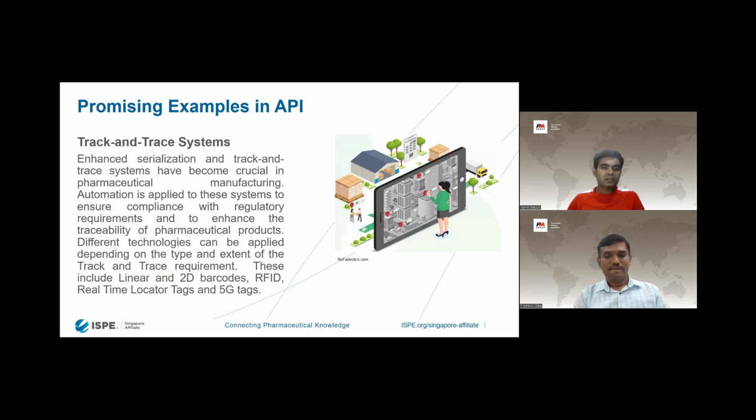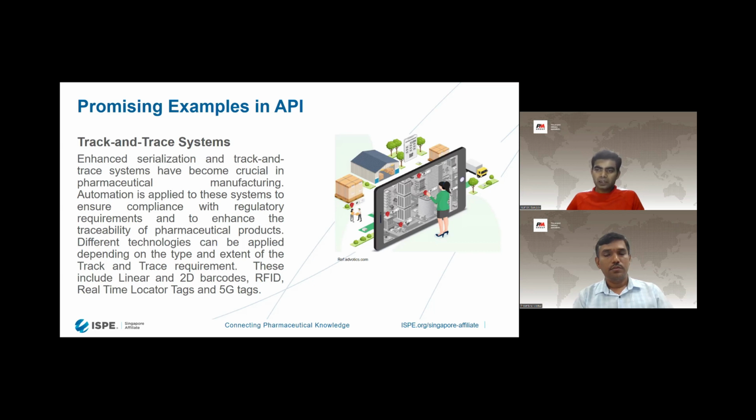Yeah, so track and trace systems. This is also one of the common technologies used for the movement of your product from the manufacturing site to the patient. A good example is the US Drug Supply Chain Security Act. Last year itself, on November 27th, 2023, they made it compulsory that all products should have serial numbers.